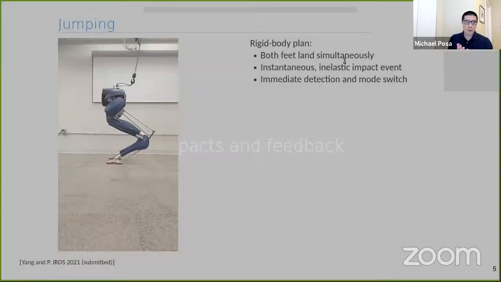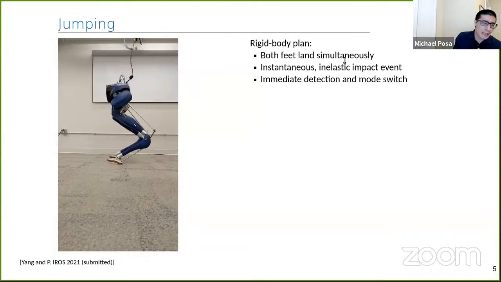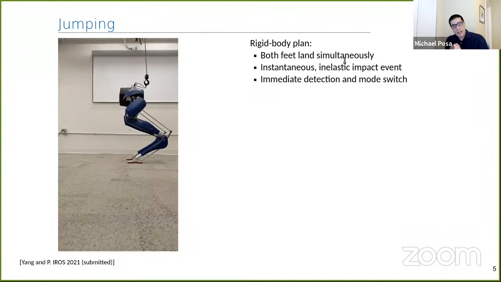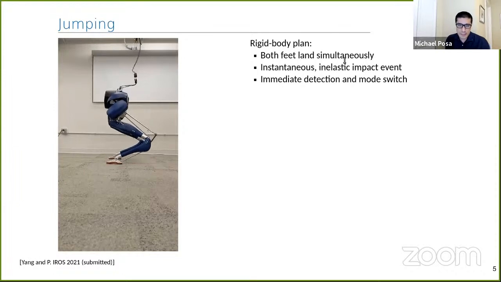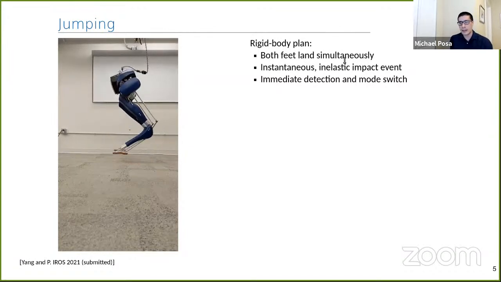And then, okay, let's go back to our jumping now, and think about control. So we have something like Cassie landing on both feet. In the rigid body plan, we run trajectory optimization. The rigid body plan says both feet are going to land at the same time. There's going to be some sort of inelastic impact event. And then we're just going to immediately detect that event and switch modes, right? For people who have tried to do control on Lego robots, this sounds like a terrible idea.